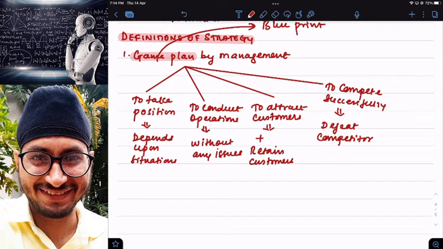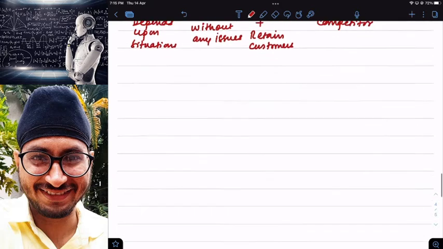It is a game plan by management to take a position, to conduct the operations, to attract the customers, and to compete successfully in the market. This is definition number one.